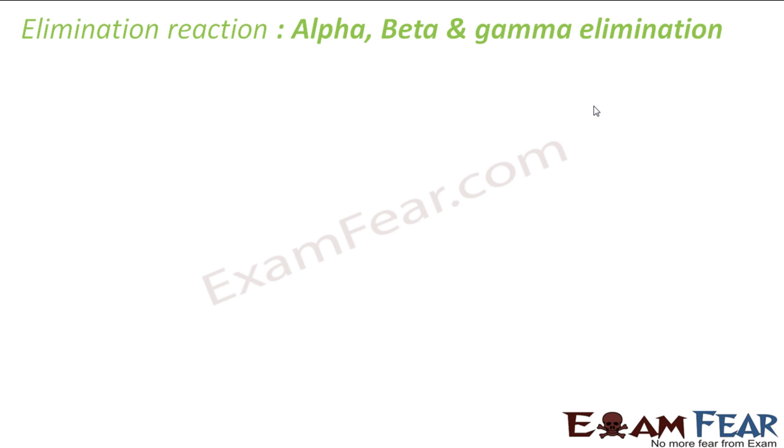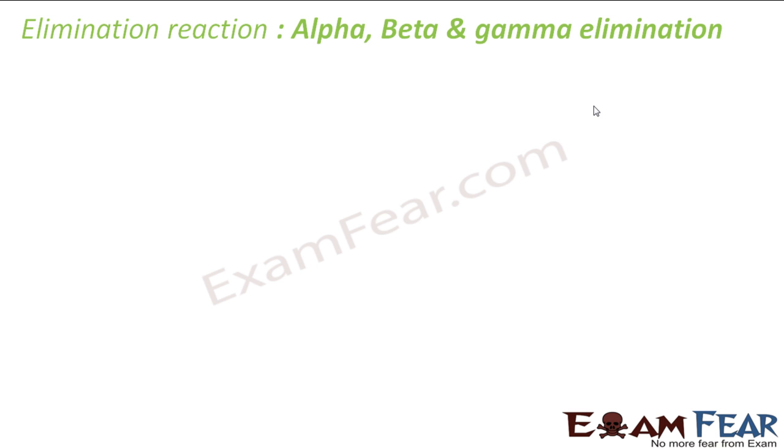Now we'll talk about alpha, beta and gamma elimination. They are also part of E1 and E2 reactions, but see, there are so many elimination reactions. The first category we differentiated was elimination based on whether the rate of reaction depends on the substrate, or the rate of reaction depends on the substrate and reagent. So that was E1 and E2 reaction. In the E1 reaction, the rate of reaction depends only on the substrate. In the E2 reaction, the rate of reaction depends on the substrate and on the reagent, that is a strong base.